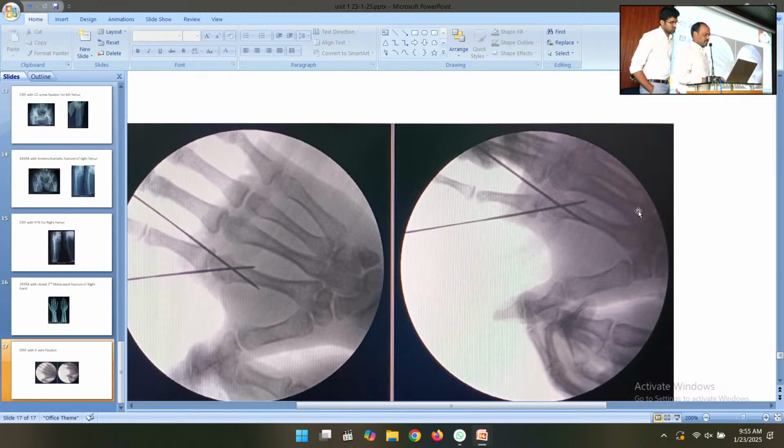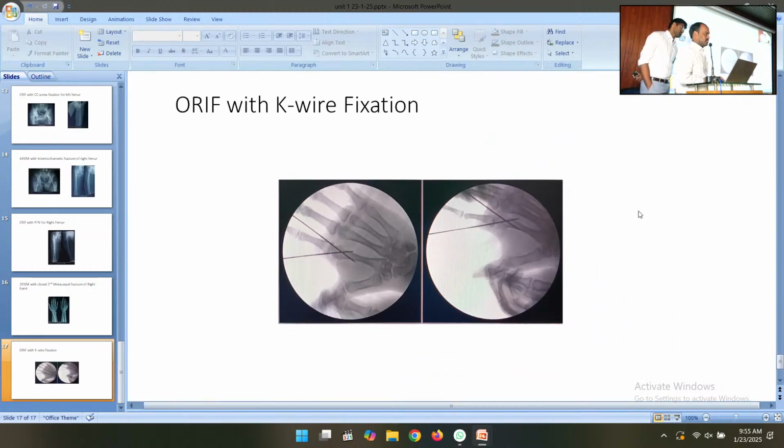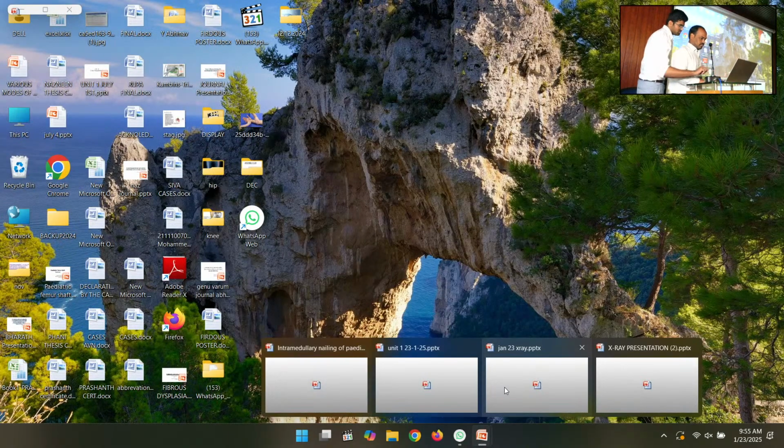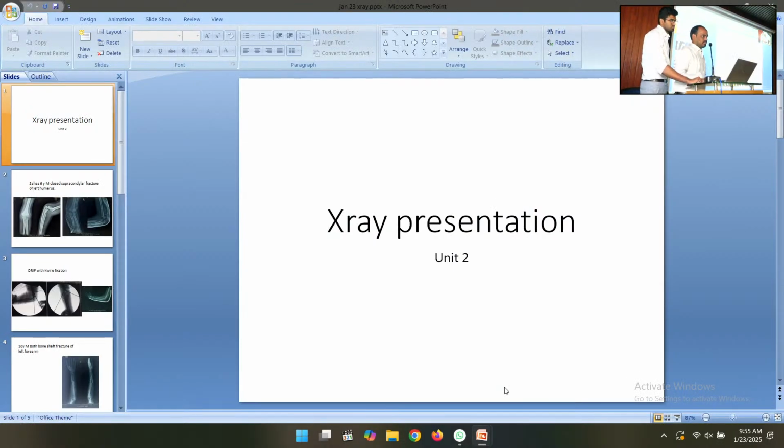We have done open reduction with K-wire fixation. How did you approach the joint? We made an incision on the dorsal side over the joint, sir. Split, yes. You should not damage the sensory nerve. You are flexing the joints. That's all. Next.